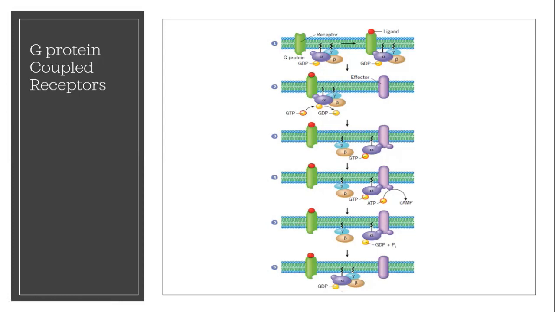It will wait for the next ligand to bind. Once the GDP is back, this ligand will also dissociate, and this receptor will also be ready for the next ligand to bind. So this is a G protein coupled receptor that plays a very important role.